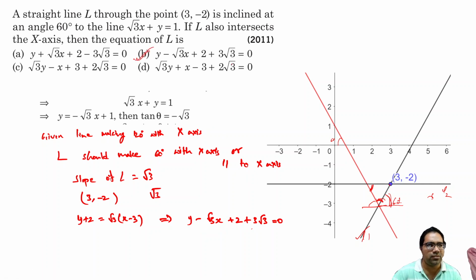Right, guys. So the given line is making 120 degrees with the x-axis. This is 60 and this is 120 degrees. That means a line making 60 degrees with this line could be like this, or it could be like this, because the x-axis is also making 60 degrees with this line. And a line making 60 degrees with the x-axis also will make 60 degrees with this line. We want to find out what this line is, right, guys?